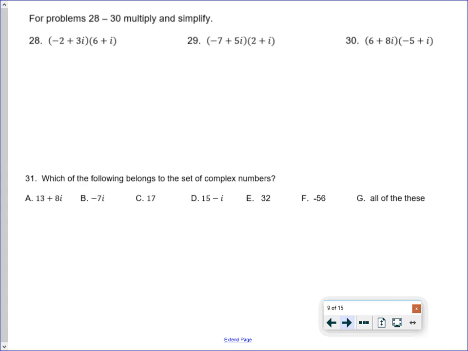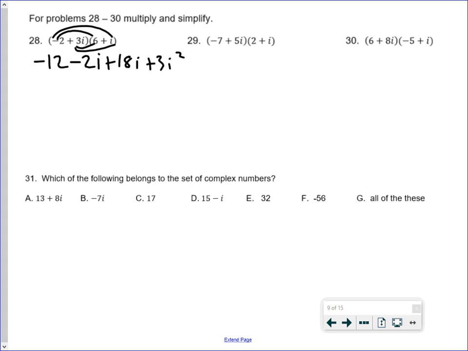And we're going to go on to number 28. So we're multiplying complex numbers now. When we're multiplying complex numbers, this is where we actually have to distribute. So for number 28, we're going to take that -2, multiply it with the 6, so we get -12, and the -2 with the i, so we get -2i. And then we're taking that 3i and multiplying it with 6, which gives us plus 18i. And then take that 3i and multiply it with the i, and that gives us positive 3i squared.